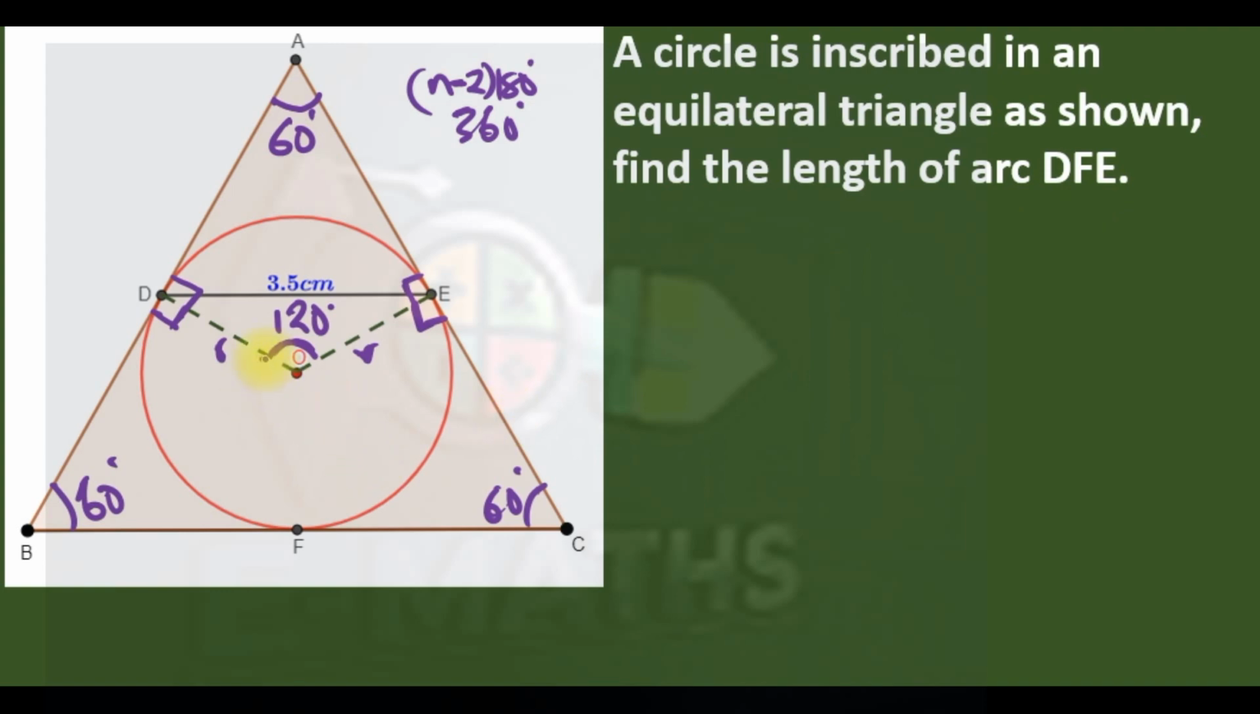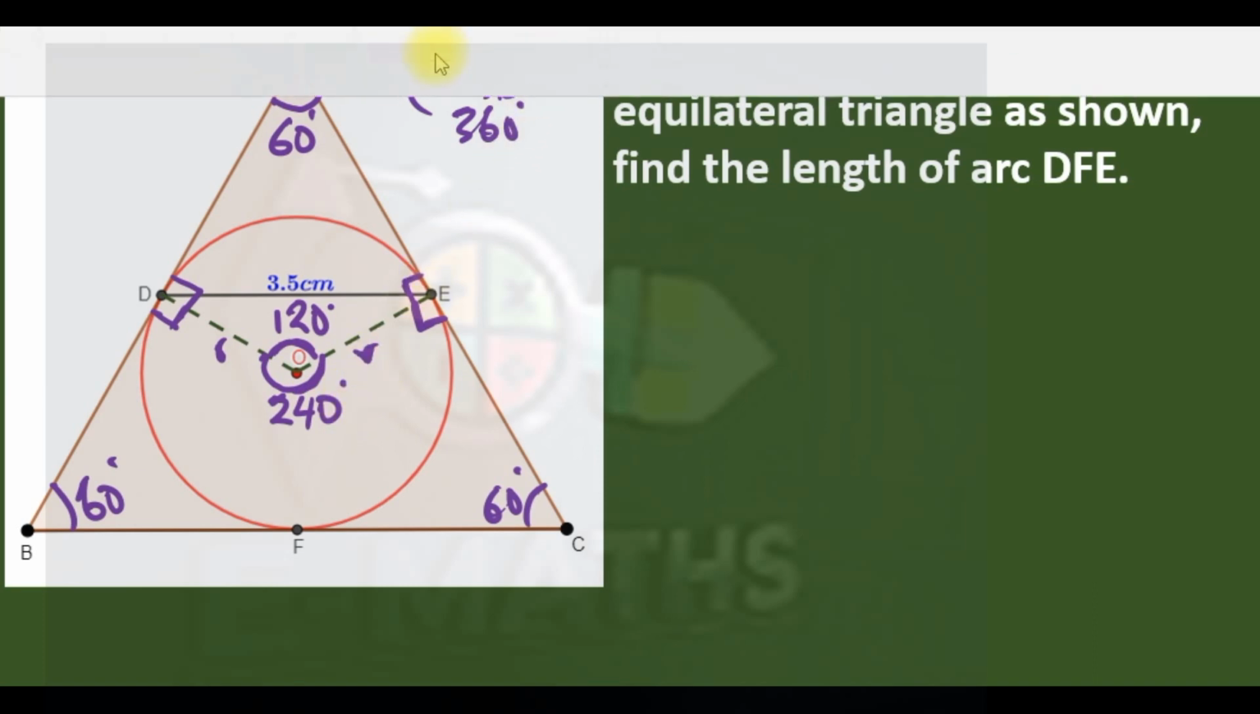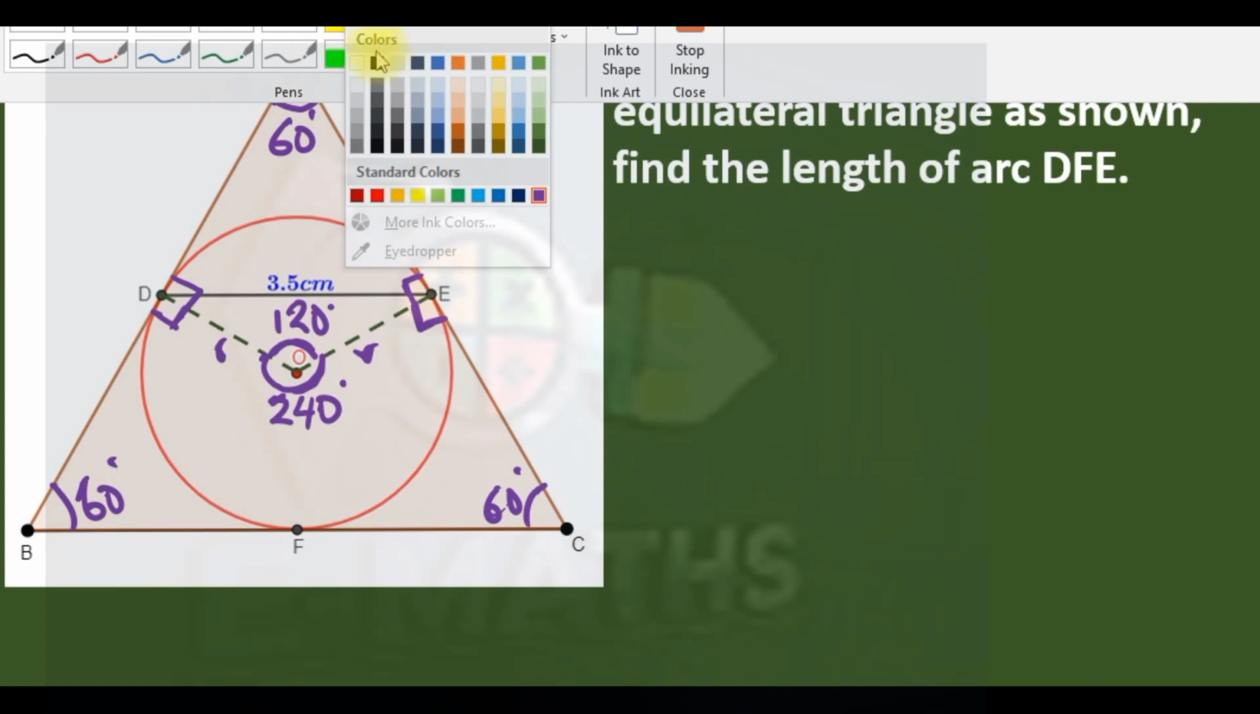So the major arc, we are looking for this angle. So since this is 120, this is 240. Angle at a point is 360. So we are good to go. So we have that. Now I will write everything.